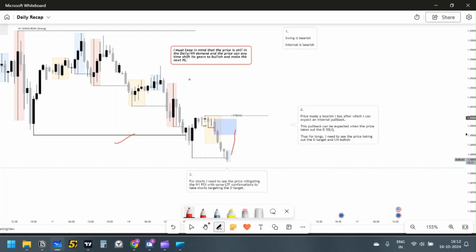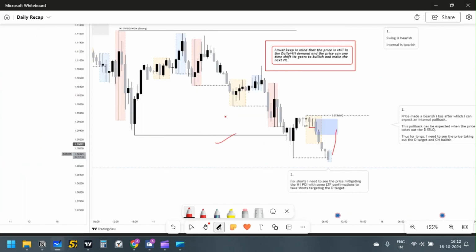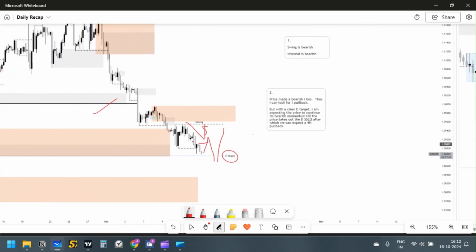And one more thing is that I must keep this risk factor in my mind. I must keep in mind that the price is still in the daily or 4-hour demand, and the price can anytime shift its gears to bullish and then make the next higher. So what does this mean? The price has mitigated the 4-hour demand.